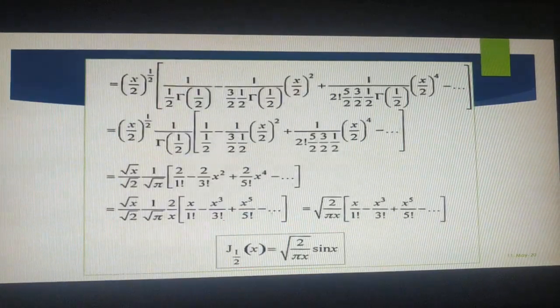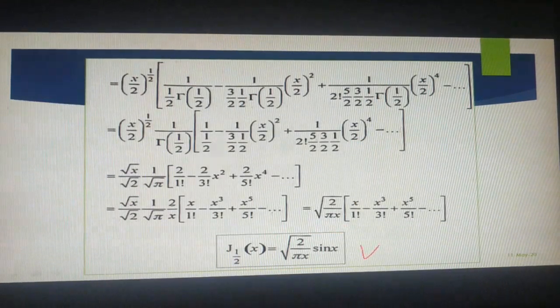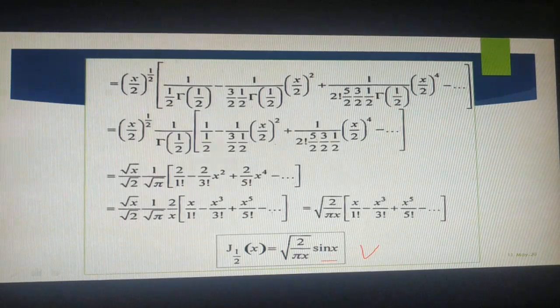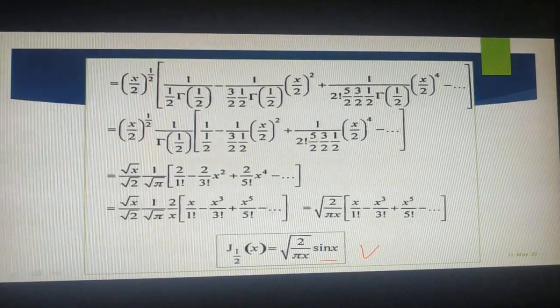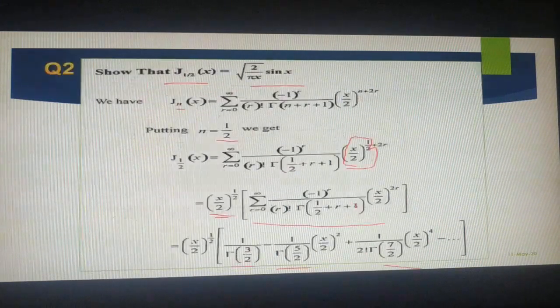We have to go further to get your answer. Final answer, we should write this in terms of root 2 by pi x sin x. That's why we have to do some more things as a simplification part. So (x by 2) whole to the power of half.